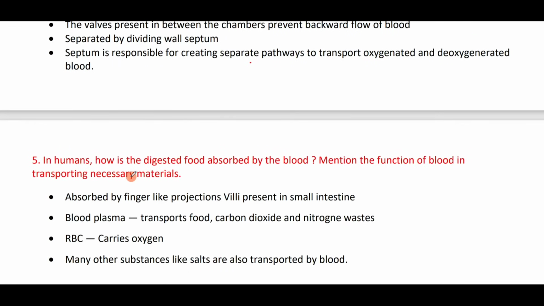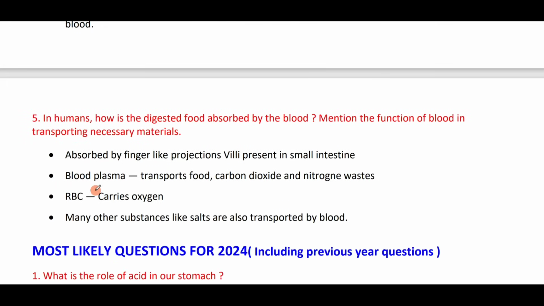In humans, how is digested food absorbed by the blood? Mention the function of blood in transporting necessary material. It is absorbed by finger-like projections called villi present in the small intestine. The blood plasma transports food, carbon dioxide and nitrogen waste. The red blood cells carry oxygen. Many other substances like salts are also transported by the blood.